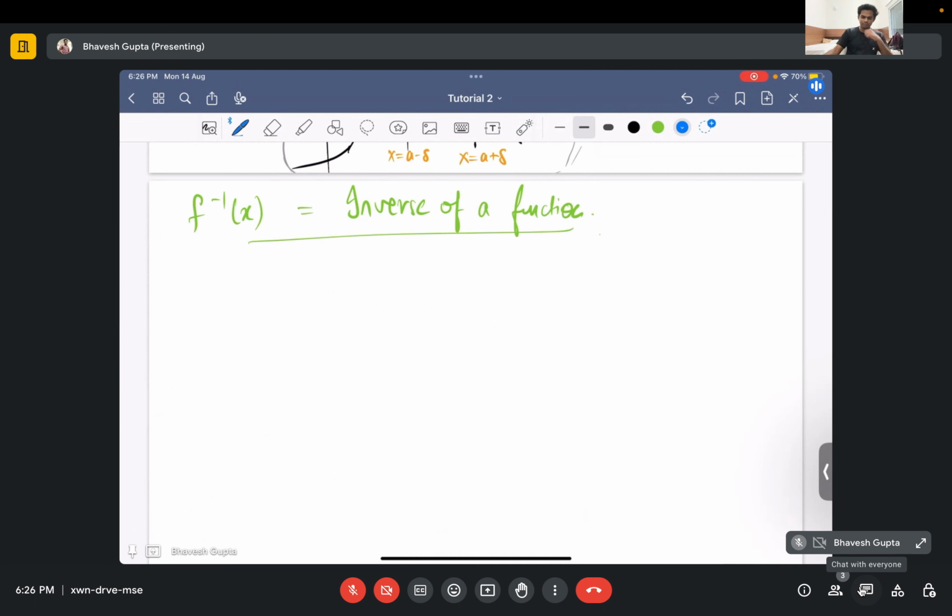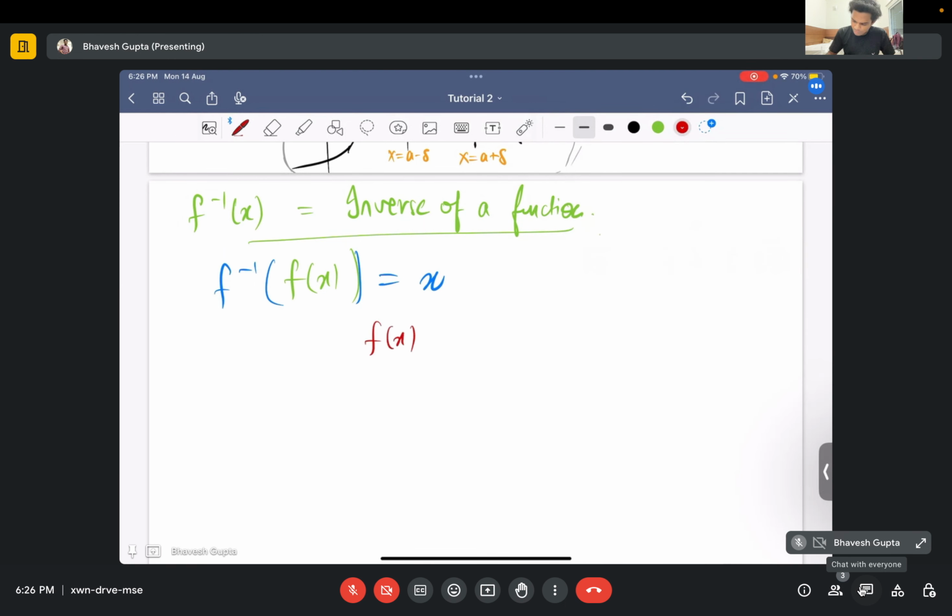The definition of the inverse of a function is that if you give an input as a function f of x, what do I see? I see as an output x. So you can see here, right? You can see from here that one of my functions is f of x.